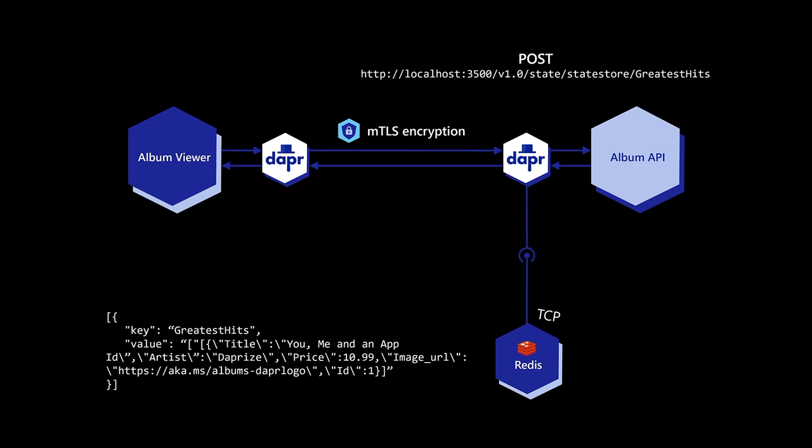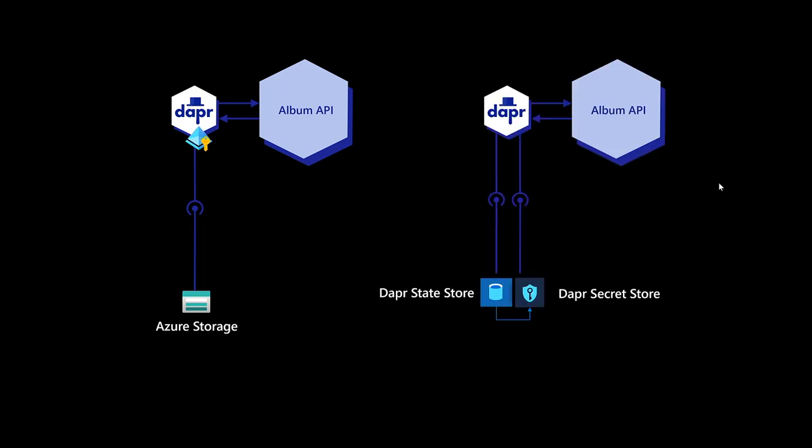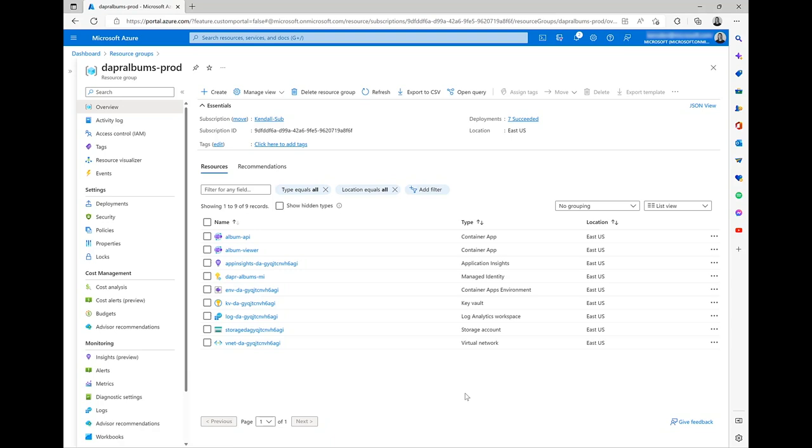This next demo will swap out the Dapr state store to point instead to Azure storage. Thanks to Dapr, no code changes required. With Dapr support for managed identity, we could use managed identity to give the album API access to the backing storage account. Alternatively, we could use a Dapr secret store, which will securely source secrets for the state store component. In this demo, Dapr will use a managed identity to connect to Key Vault, and the state store component will reference this to retrieve secret values.